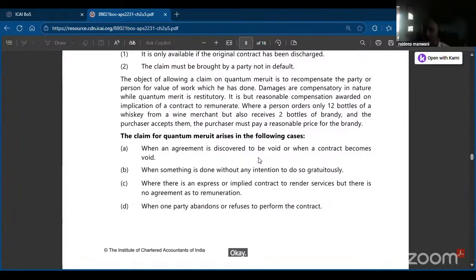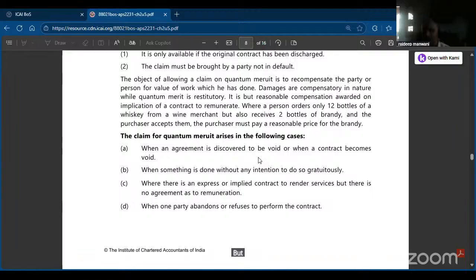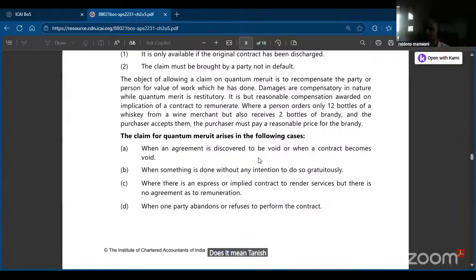So let's take the Tanushri example. After 2 months, she stops going for tuition. She abandoned the contract. She told me, "You teach me till March," but she learned only for 2 months, November and December, and in January she left off. Does it mean Tanushri won't pay for 2 months?